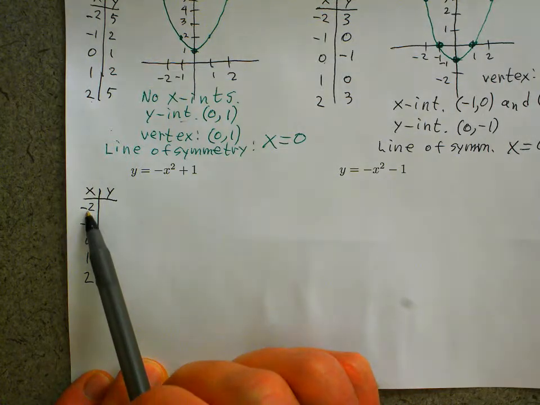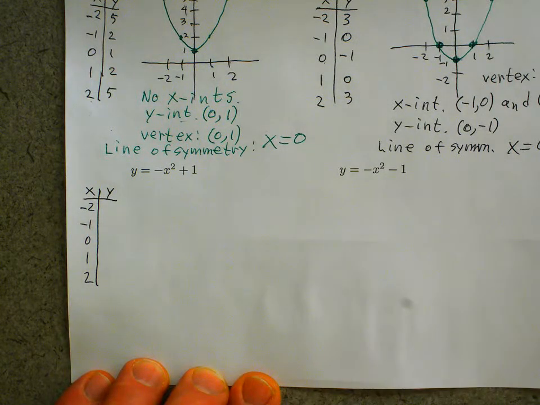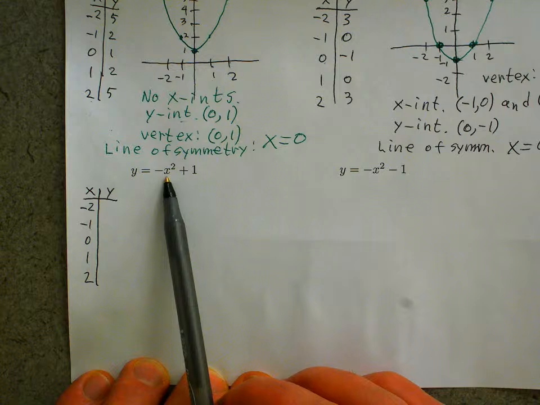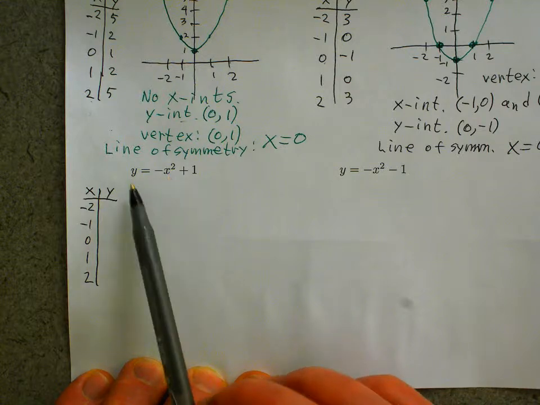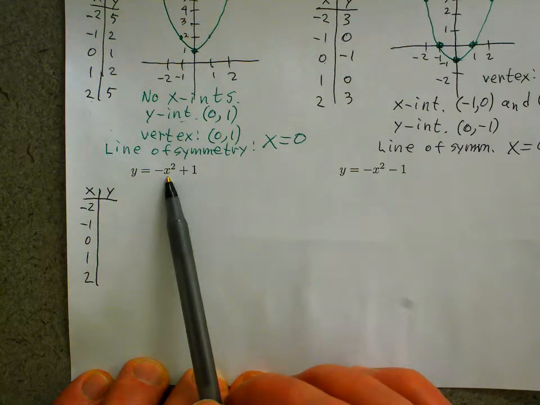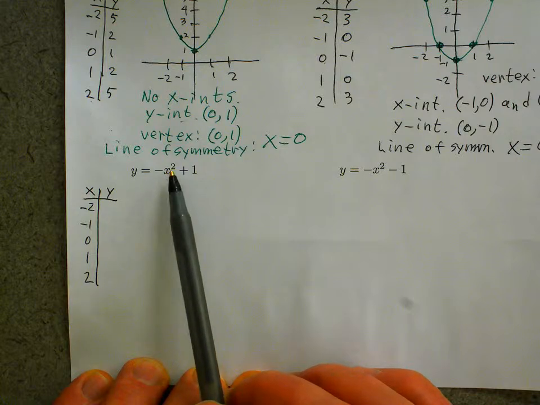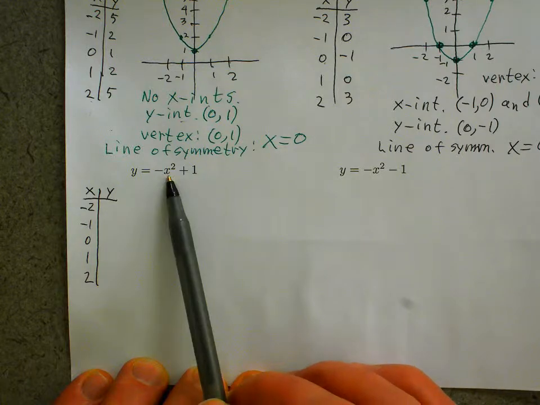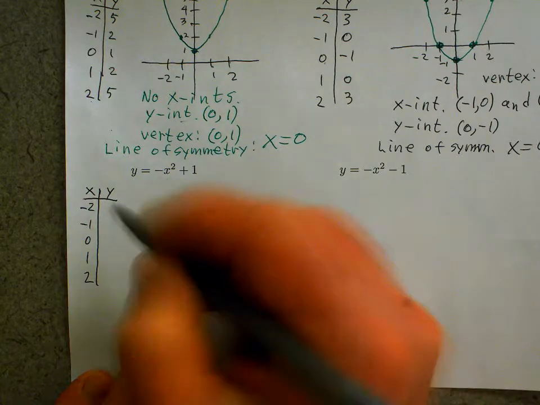When x is -2, what's the y coordinate? That'd be -1. How much? Would it be -1? No. Okay, so remember the order of operations. If x is -2, the number -2 squared is 4, but then we take the negative of that, which is -4, and then -4 plus 1 is -3.